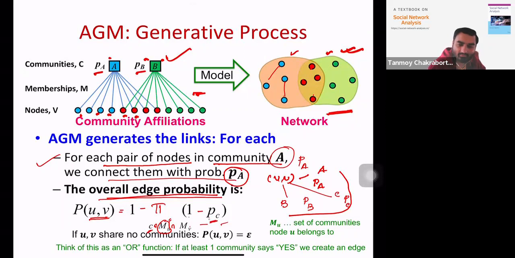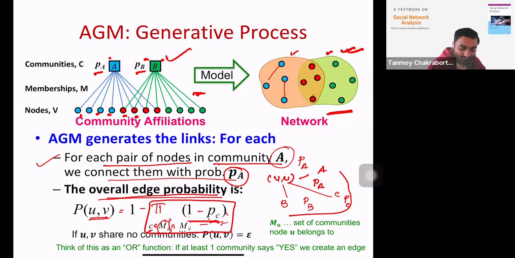What is 1 minus PC? 1 minus PC is the probability that I would not connect these two nodes U and V, although they are part of the same community C. This is 1 minus PC, right? Now I take the product across all such communities where both node U and V belong to.